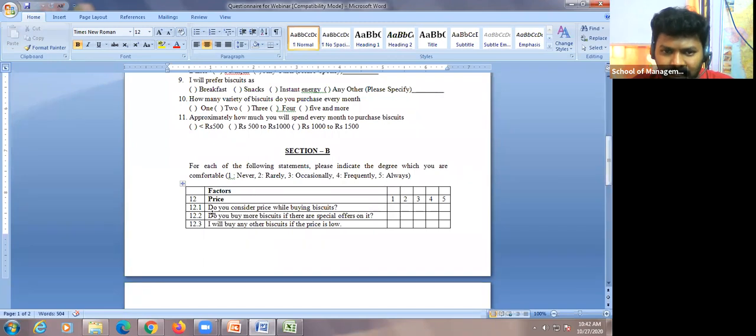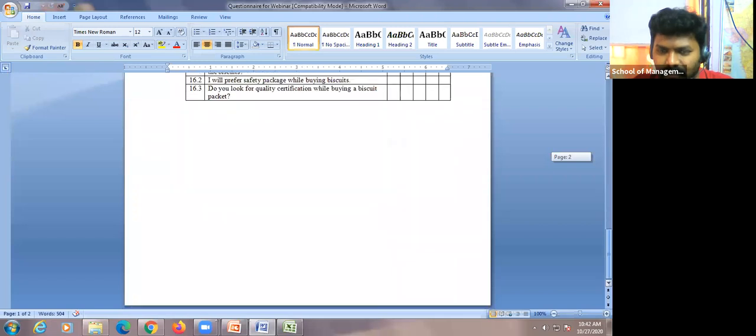Okay, so price related: do you consider price while buying biscuits, right? For this I have given a 5-point rating scale, which is never, rarely, occasionally, frequently, and always, like that, 1 to 5. So suppose I give this questionnaire to a student, and ask do you consider price while buying biscuits, then one may tick never, one may say rarely, one may say occasionally, one frequently, and always. So you are going to get the data.